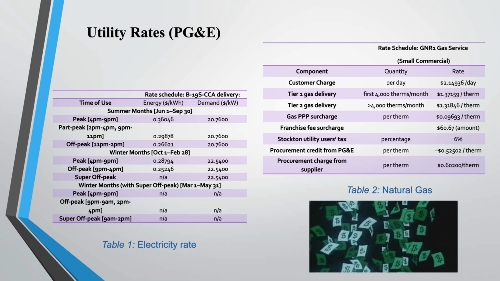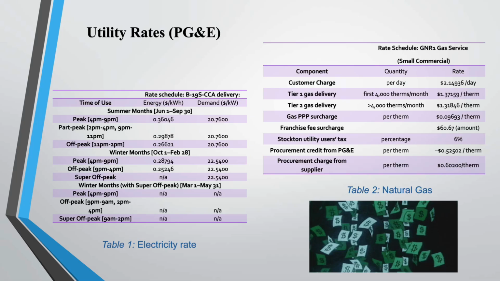Based on the view we have here, we can see the facility is in Northern California and the rate schedule for electricity is B19SCCA. They track the summer months from June 1st to September 30th. The peak time is 4 p.m. to 9 p.m. and the rate is 36 cents per kilowatt hour. In the part-peak, 2 p.m. to 4 p.m. and 9 p.m. to 11 p.m., the rate is 39.87 cents. And the off-peak, from 11 p.m. to 2 p.m., the rate is 26.62 cents per kilowatt hour. And the demand in summertime is $29.76 per kilowatt.